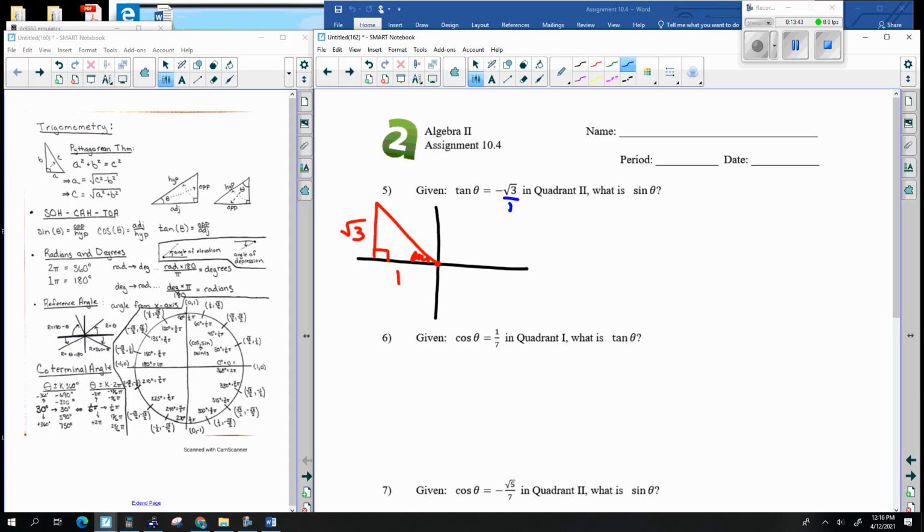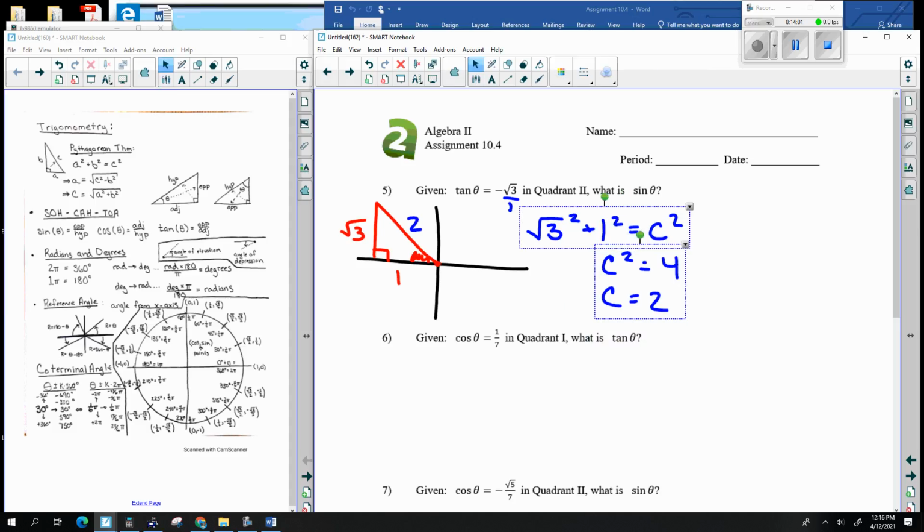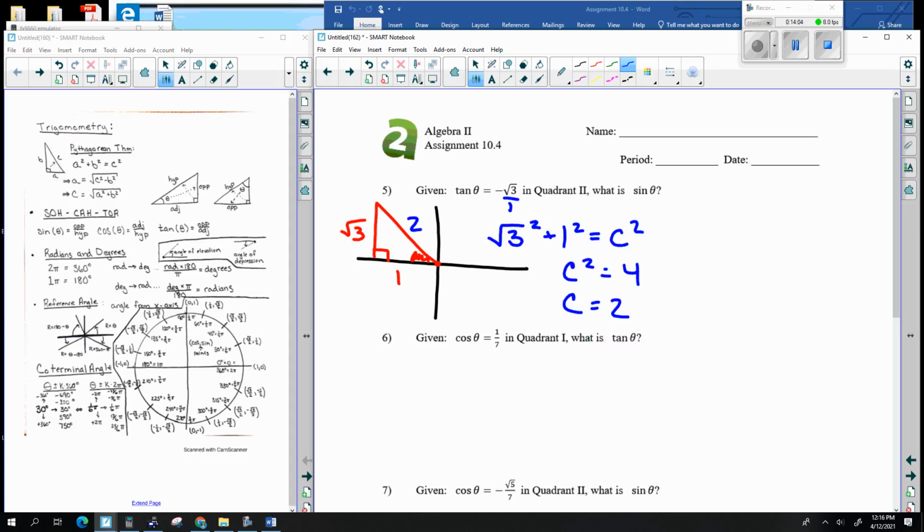All right, so find the missing side. So that's the square root of 3 squared plus 1 squared is equal to c squared. So c squared, 3 plus 1 is 4. C is equal to 2. Down to it, they're asking what is the sine. So the sine is the opposite over the hypotenuse. So square root of 3 over 2.